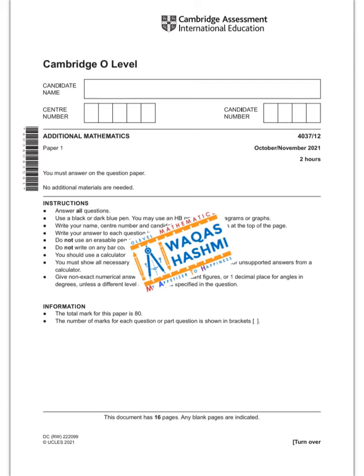Alright class, in this session we are going to cover the October-November 2021 Paper 1-2 of your O-level Additional Mathematics. Course code is 4037. So let's start.